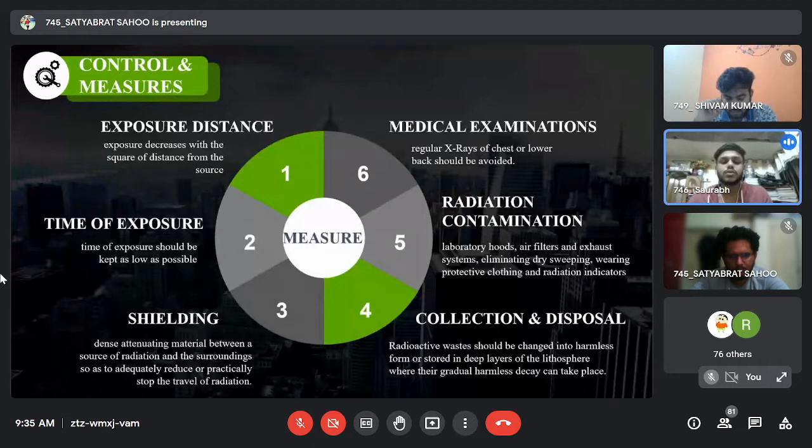Collection and disposal: radioactive waste should be changed into harmless form or stored in a deep layer of the lithosphere where gradual harmless decay can take place. Radiation contamination: laboratory hoods, air filters and exhaust systems, dry sweeping, wearing protective clothing and radiation indicators. Lastly, medical examination: regular x-rays of the chest or lower back should be avoided.